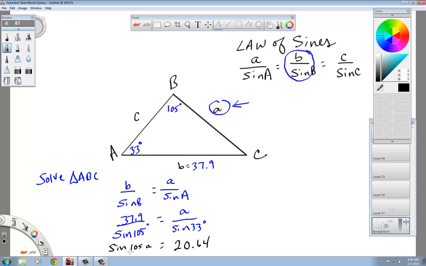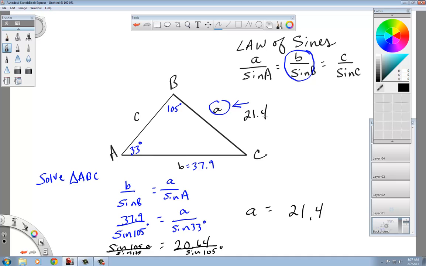So to solve this, I'm going to divide both sides by the sine of 105 degrees. I'm kind of running out of room, I apologize for that. I already have on my calculator 20.6418 and so on. If I just hit divided by sine 105 equals, it will do all the stuff for me, and it will give me the fact that a equals 21.37, which I'm going to round to 21.4. And that's not degrees, remember, because that's this side right here, 21.4.